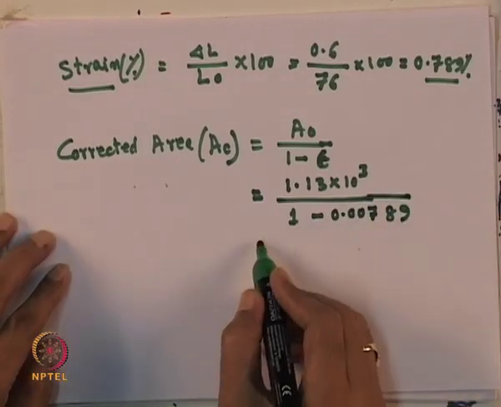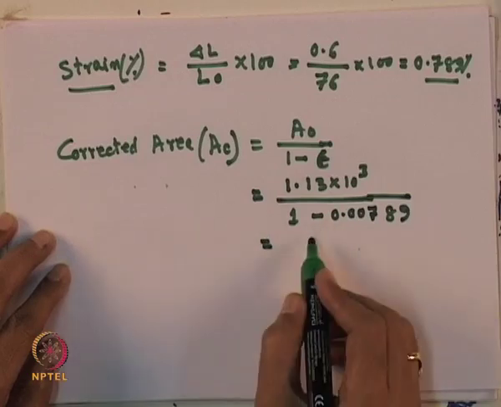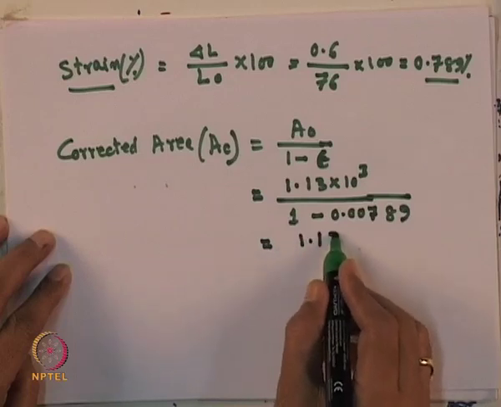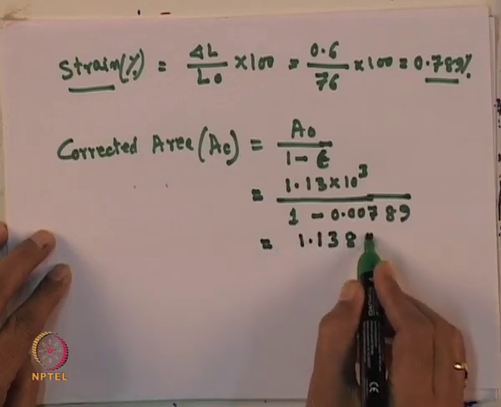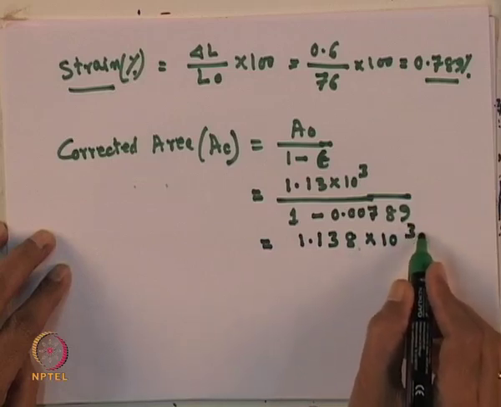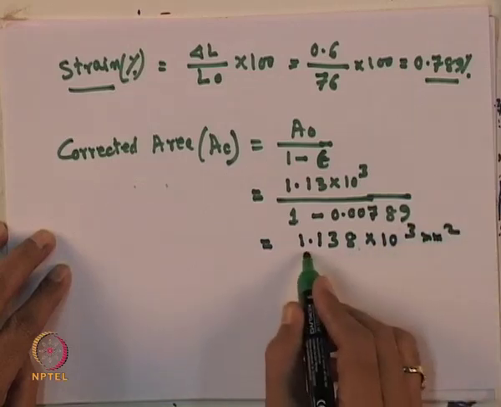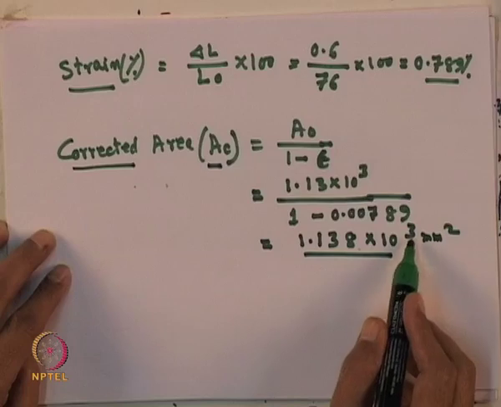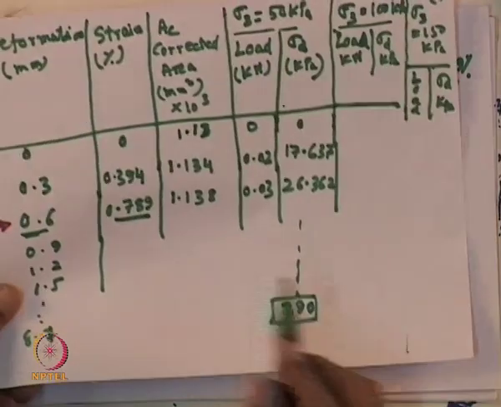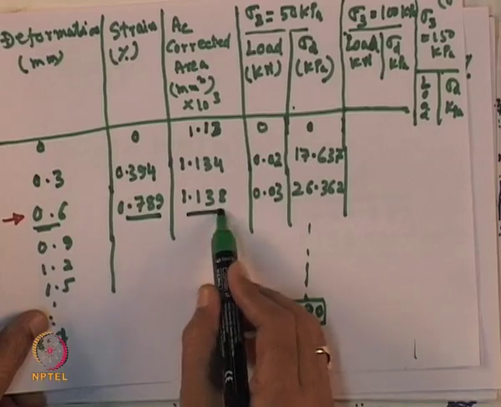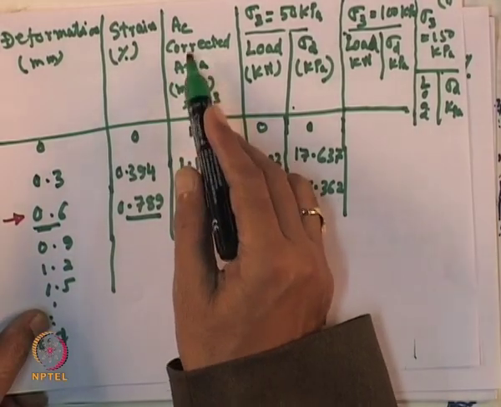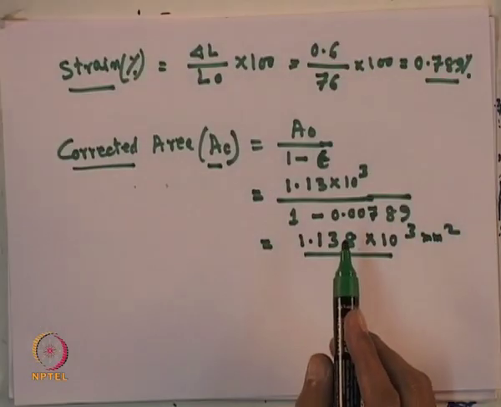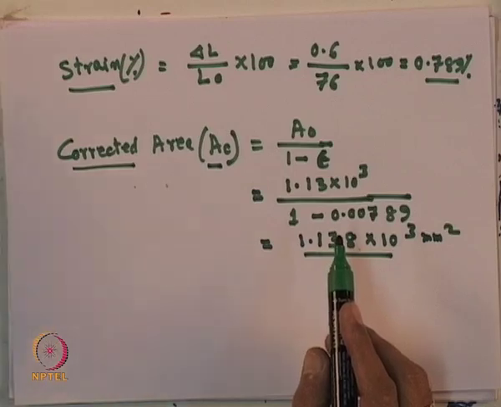So, if you calculate this, you can have the corrected area about 1.138 into 10 to the power cube millimeter square. So, you are having the corrected area AC equal to 1.138 into 10 to the power cube, which I have shown you in this table. So, you determine what the corrected area will be.